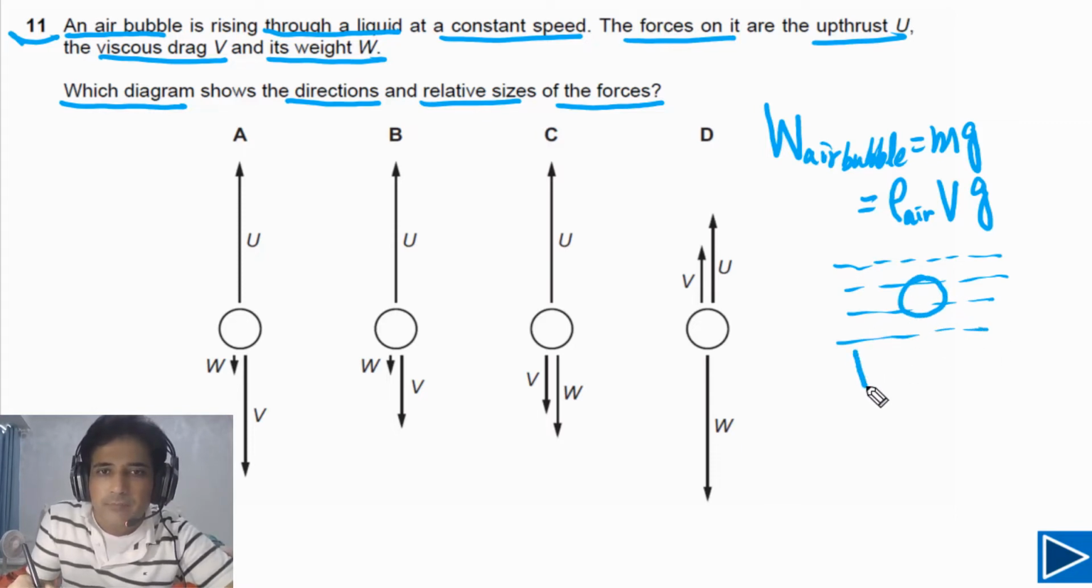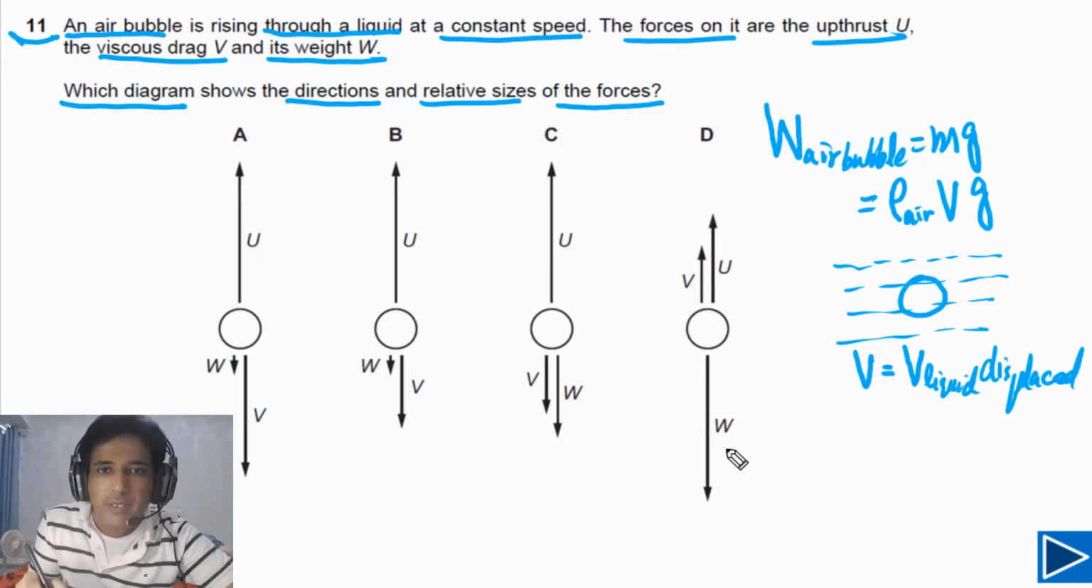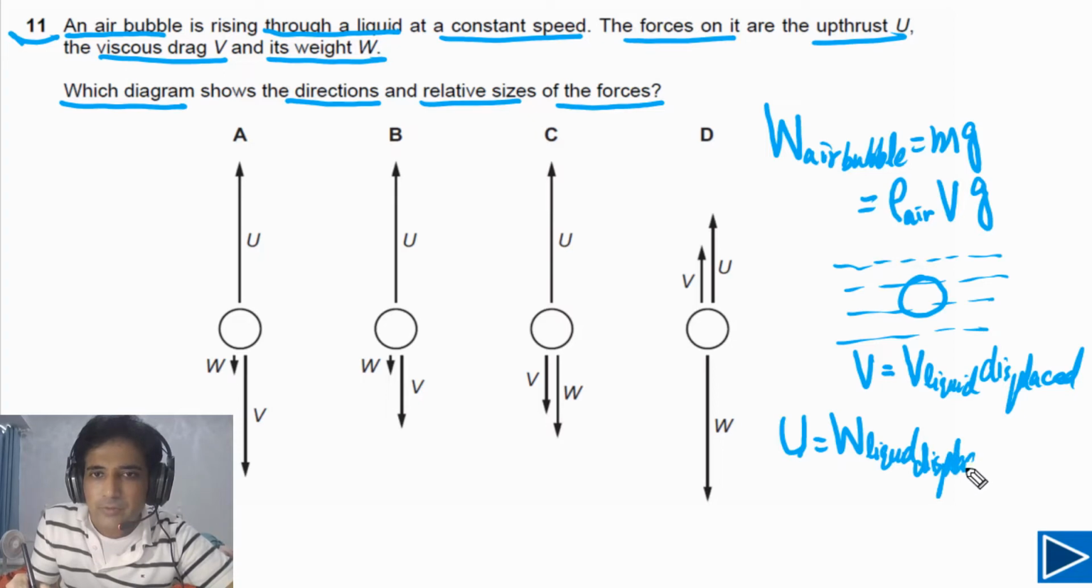This tells us that the volume of the air bubble is equal to the volume of liquid displaced. Now we can write down upthrust. Upthrust is equal to the weight of fluid displaced, meaning the weight of liquid displaced. And the weight of liquid displaced is equal to the density of the liquid times the volume displaced times g. In this case, the volume displaced is equal to the volume of the bubble.